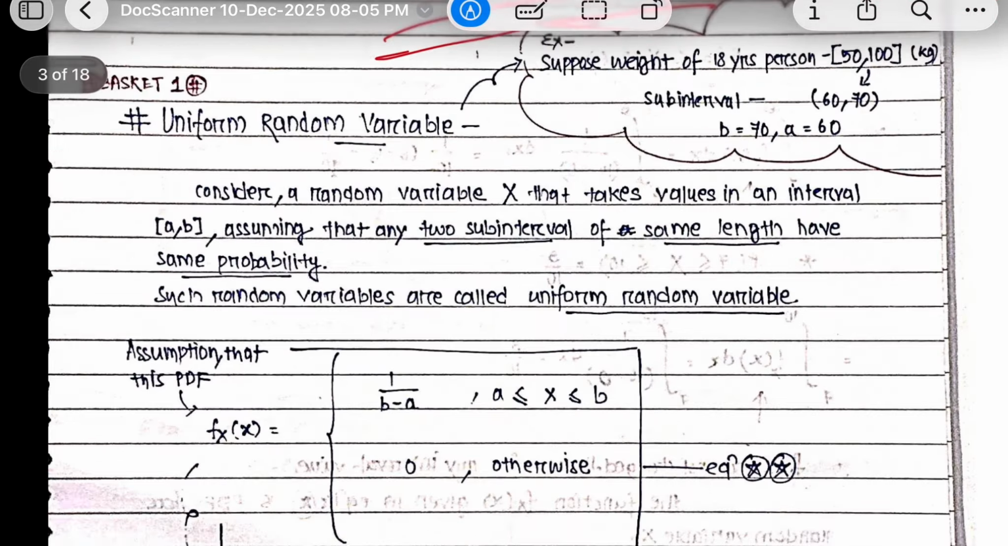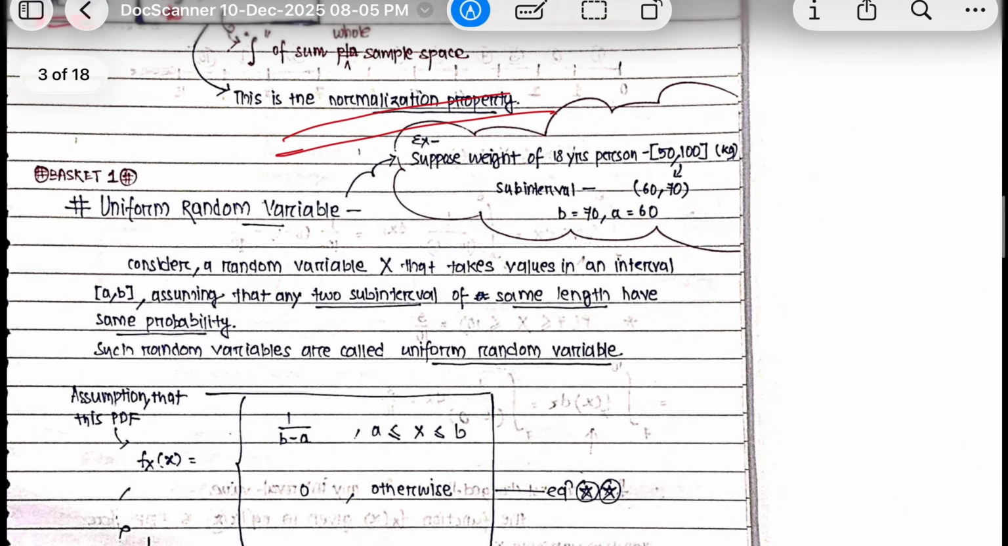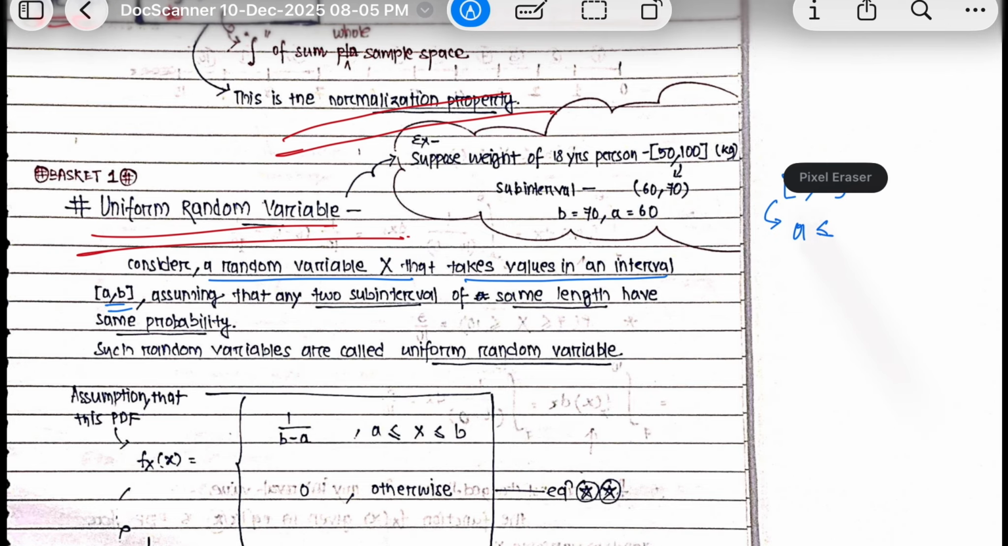Moving on to the first basket, we have uniform random variable. Consider a random variable x that takes values in the interval [a, b], written in square brackets. You must know the meaning of the square bracket: a and b are included in this interval. If x takes a value in between, then a and b must be included. This is very basic.